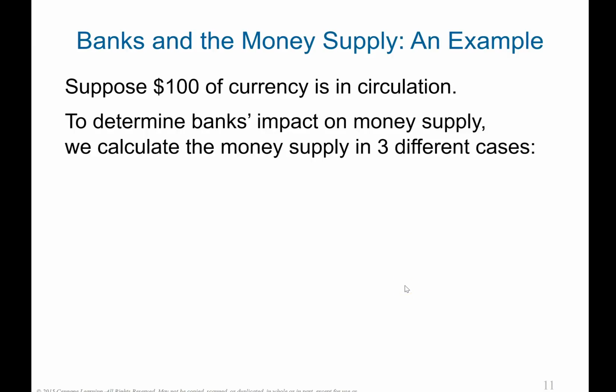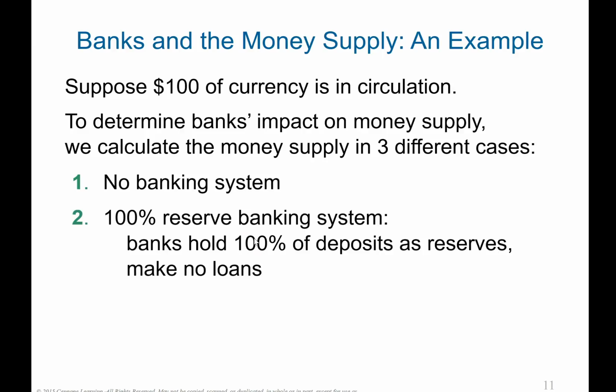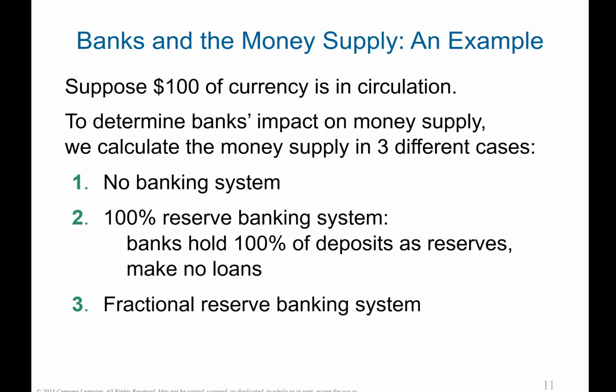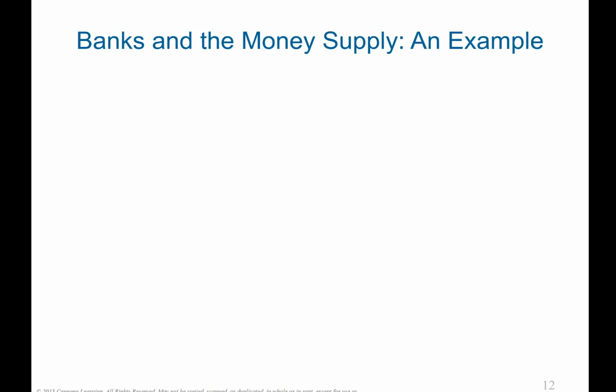So just to give an example of how banks affect the money supply, let's say there's $100 of currency, which we agree is money, in circulation, and we want to understand how banks impact the money supply. And we can find 3 different scenarios where we can see the money supply changing. So the first one is if there's no banking system. The second one is if we have a 100% reserve banking system. The third one is a fractional reserve banking system. So this gives you a good opportunity to see what happens.